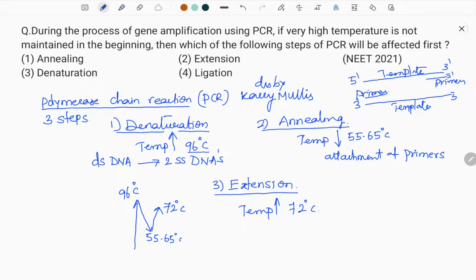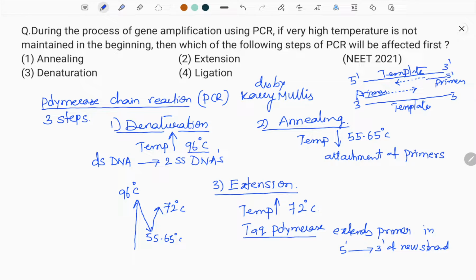Then what is extension? Extension is again raising the temperature. Why should we raise the temperature? Here Taq polymerase, which I told you is obtained from Thermus aquaticus, is a DNA polymerase. This Taq polymerase will extend the primer. See, I am drawing here. It extends the primer in the 5' to 3' direction. That is the 5' to 3' direction of the new strand, not of the template strand. I hope it is very clear. In three steps the DNA gets multiplied, and the three steps get repeated, like in 30 cycles a billion copies are made.